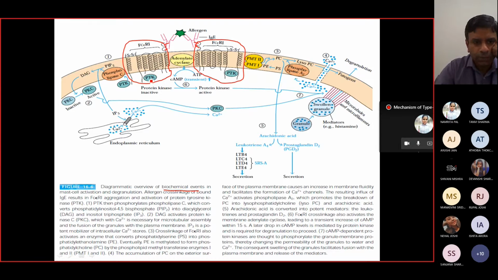Now let's see the first point. So you have these protein tyrosine kinase, then phosphorylates phospholipase C. So you can see this phospholipase C. ये जो protein tyrosine kinase है, it adds a phosphate group to this. Okay, which converts phosphatidylinositol 4,5 bisphosphate PIP to diacylglycerol DAG. ठीक है, अब ये एक सिग्नल शुरू हो गया, right?